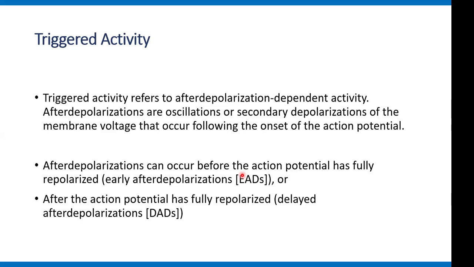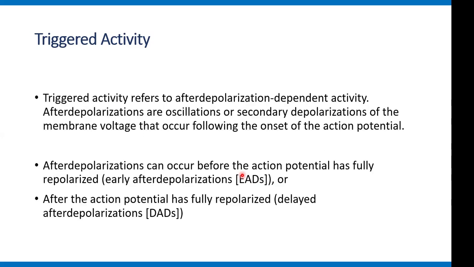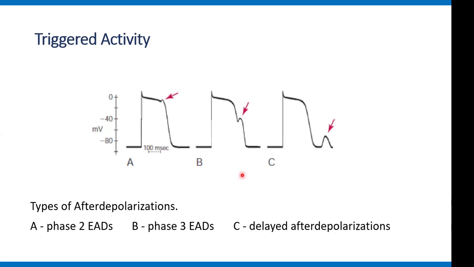Okay, so when the action potential has not fully repolarized, it is referred to as early afterdepolarization, and there are two types generally. Then you have a delayed afterdepolarization, which happens after the action potential has fully repolarized.